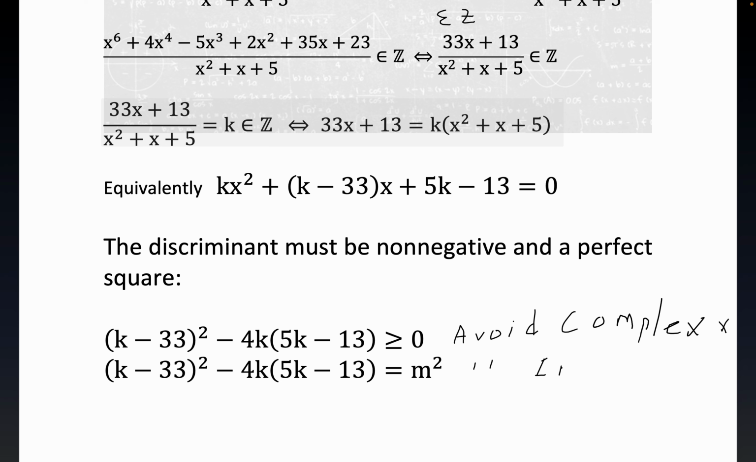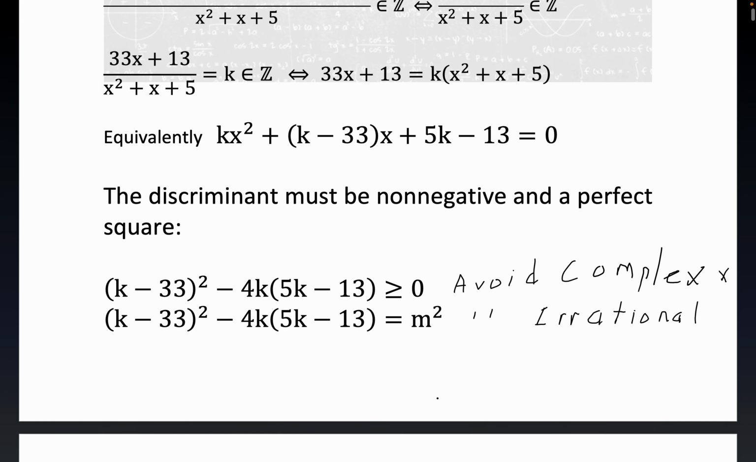I'd be in heaven if I could figure out a faster way to write. I need a different program. I'm just using the mouse here in Word. So those two conditions must hold in order for x to be an integer. Okay, so let's keep going.